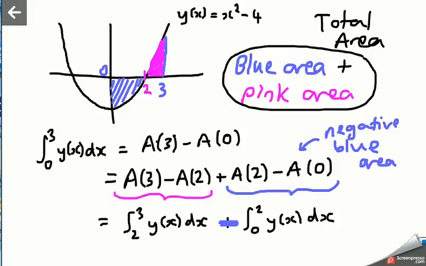And to work out the total area, whenever you have some parts of the function going below the x-axis and some parts of the function going above the x-axis, you need to split it up like we did here. So here we split it up, and we went from x equals 0 to x equals 2, and then from x equals 2 to x equals 3.